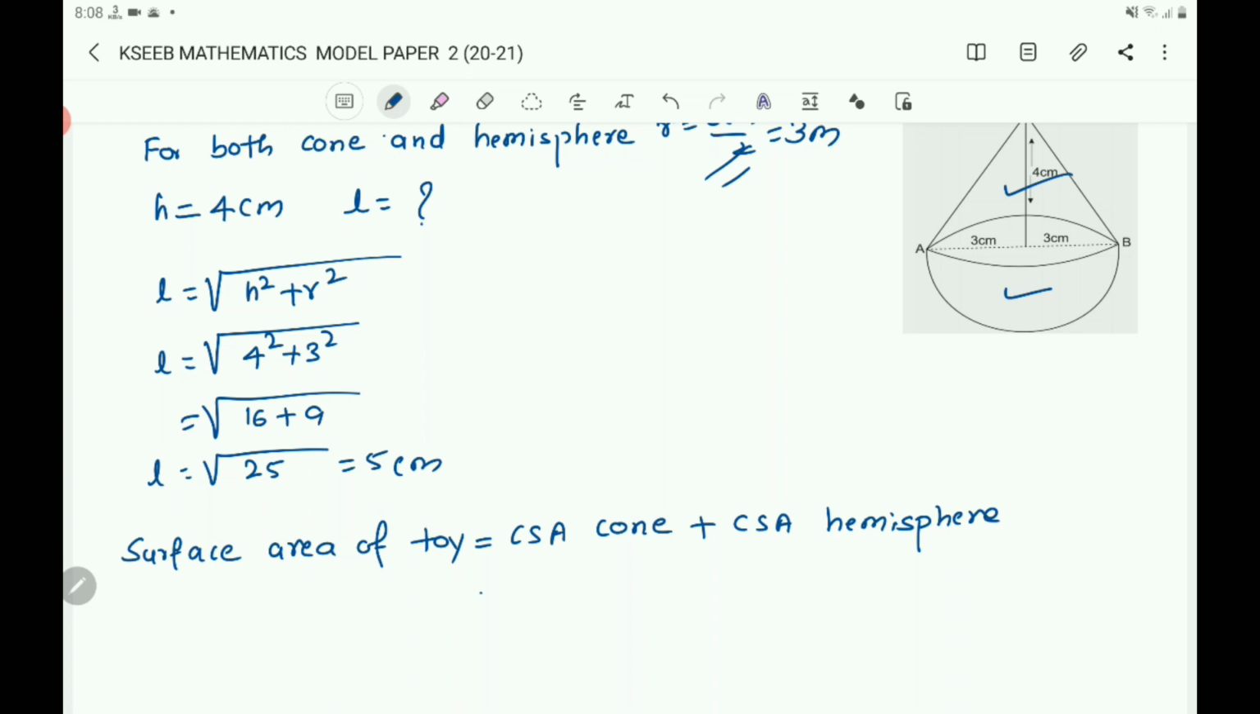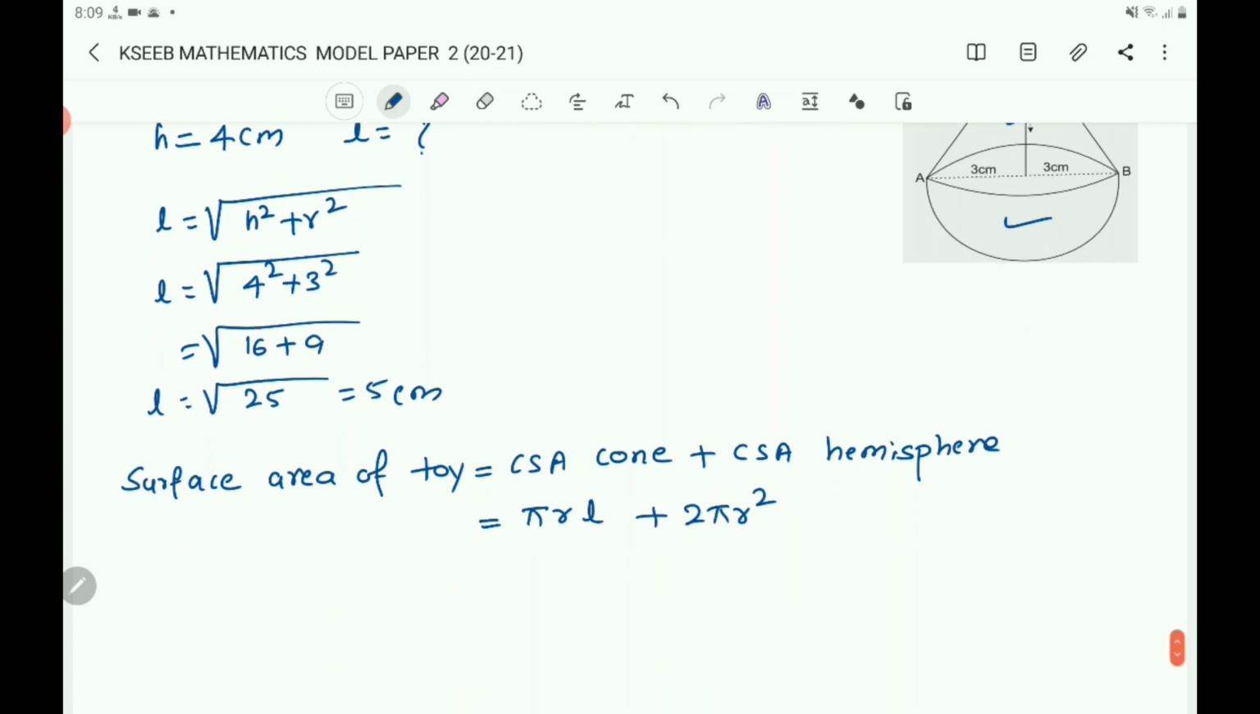You write the formula. What is the formula to find the CSA of cone? That is pi into r into L, and CSA of hemisphere is 2 pi r square. Then you can take pi as common, and r you can take common. Here what is remaining? L is remaining, L plus 2r, here 2 and r remaining.